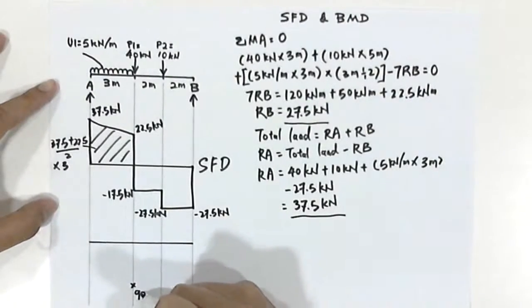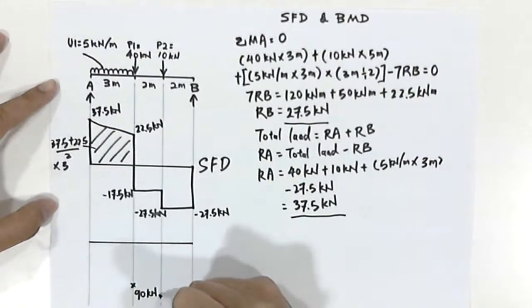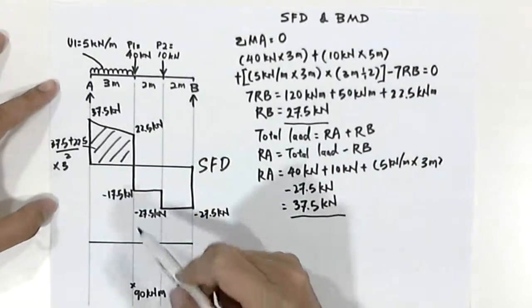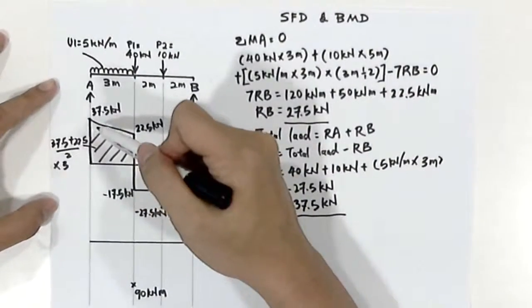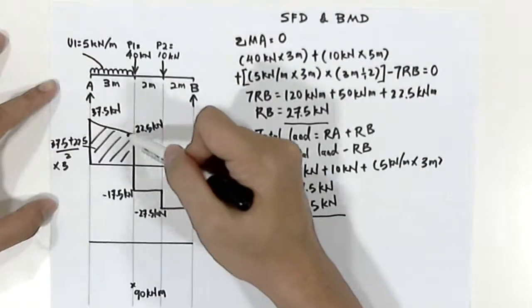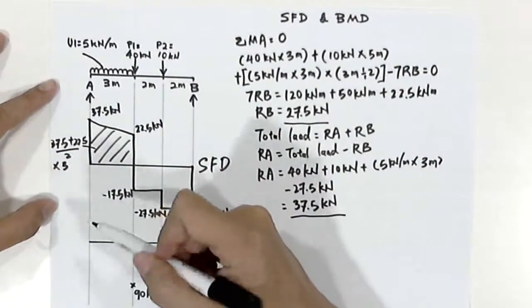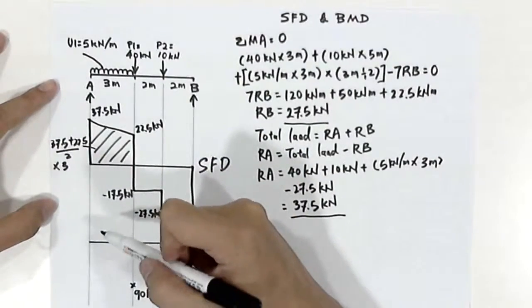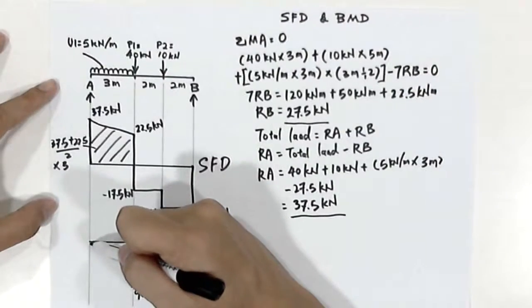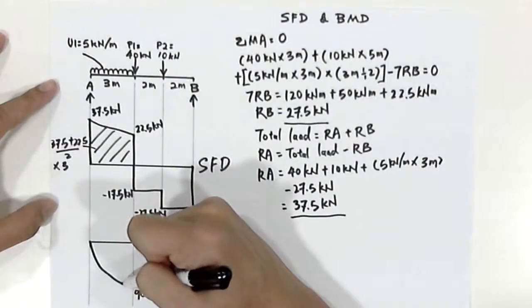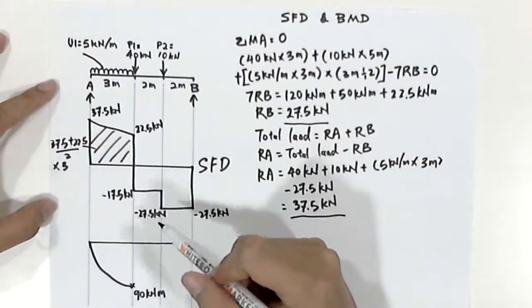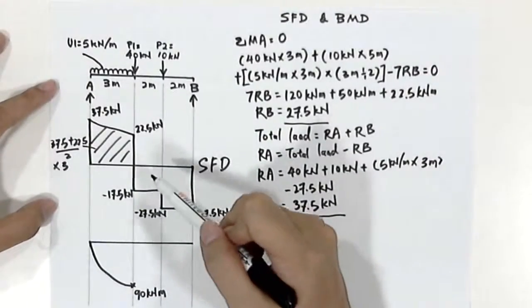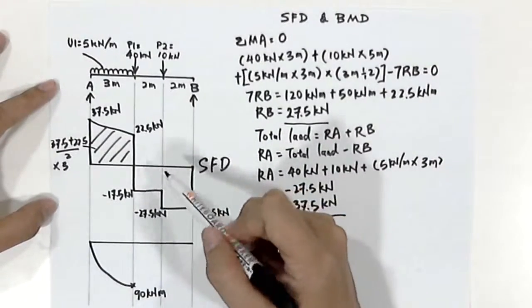90 kilonewton meter. And by looking at this diagram, if the line here is a linear line, in the bending moment diagram, we'll draw a curved line. Let us go to the next section in our shear force diagram.